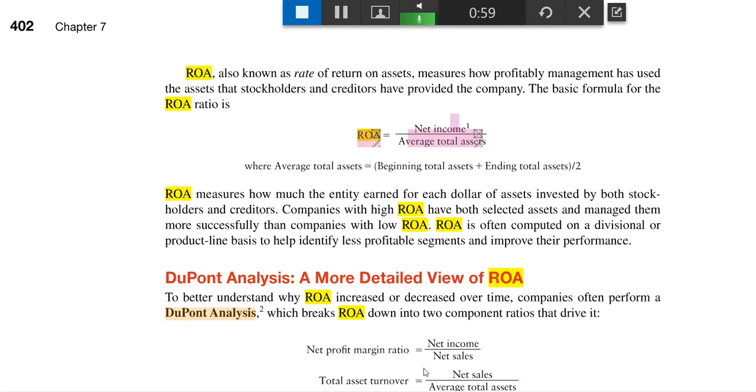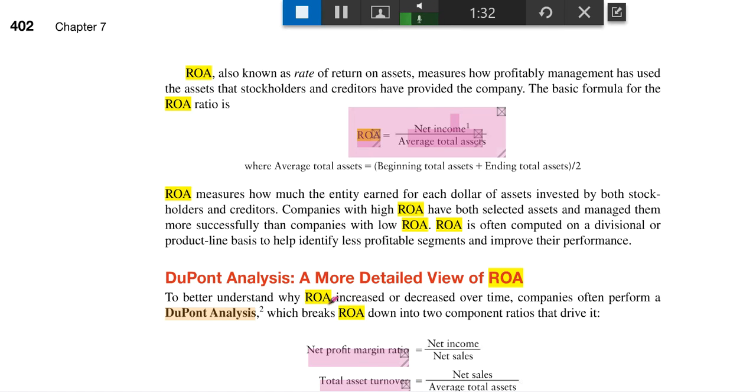A DuPont analysis is an attempt to break this down. In other words, we have this, but there's a lot of stuff we don't know when we look at that simplistically. What it tries to do is it breaks return on assets into two components. One is how much of this is due to net profit, so it looks at net income over net sales, and then it looks at how much of this is because we're turning our assets over really quickly. So it just kind of combines these two.